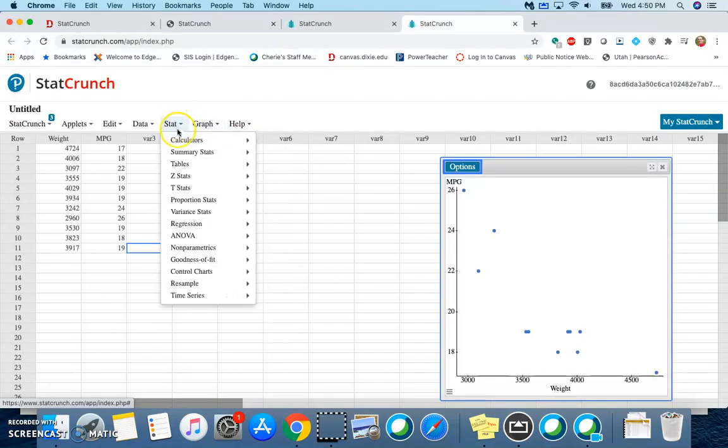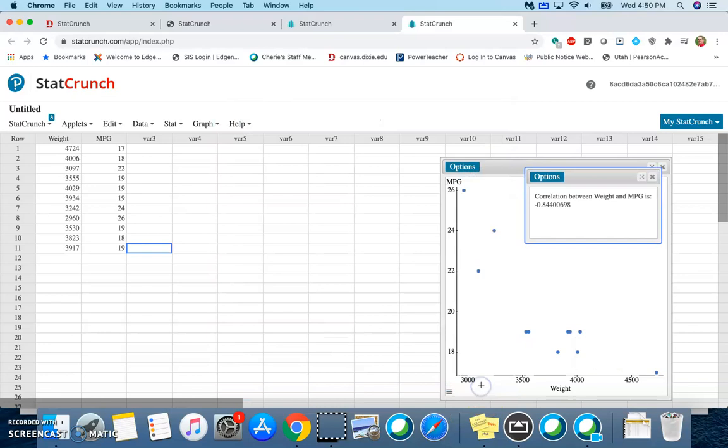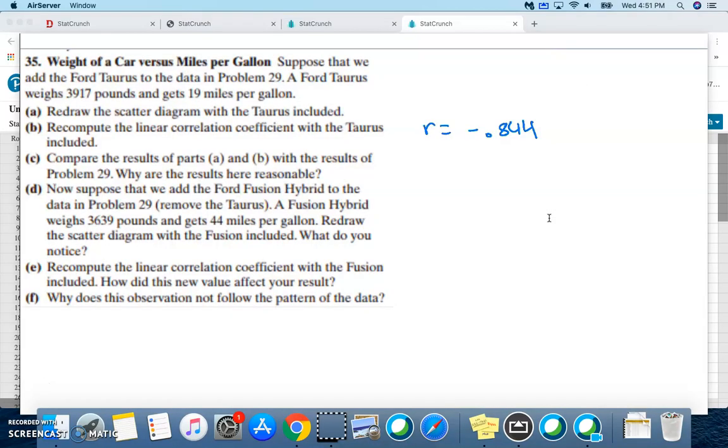So now I'm going to go under Stat, Summary Stats, Correlation. I'm going to grab these two and compute, and notice that our correlation coefficient goes down a little bit, but it gets a little bit stronger. So R is negative 0.844. We want to compare these results with what we saw in number 29. From number 29, R was negative 0.842.